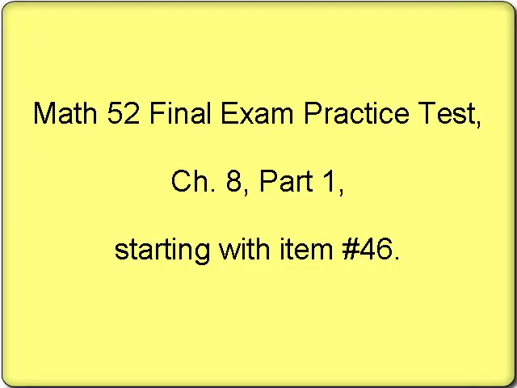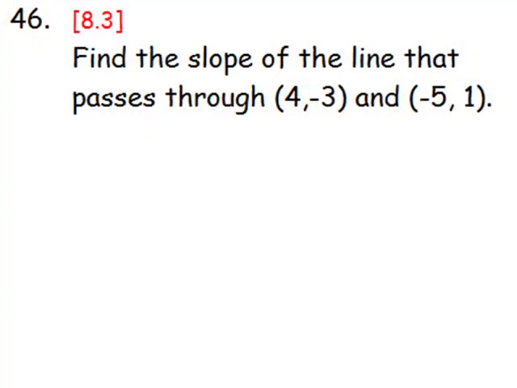All right, now we're moving on to chapter 8, and number 46 says find the slope of the line that passes through these 2 points, (4, -3) and (-5, 1). One technique is to show one point above the other. Let's make (4, -3) above (-5, 1).